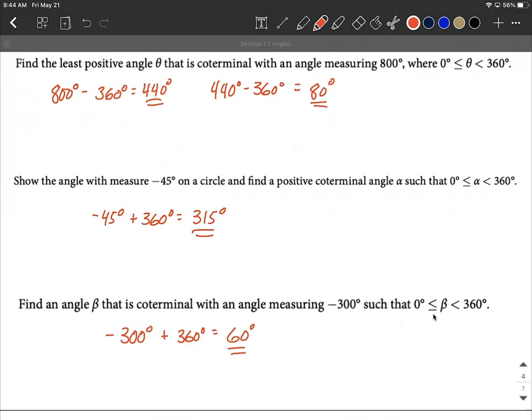So as you're finding coterminal angles, remember it's one extra time around the circle, or maybe multiple extra times around the circle like we had to do on a few of these, but you're either adding 360 degrees or subtracting 360 degrees to find coterminal angles.